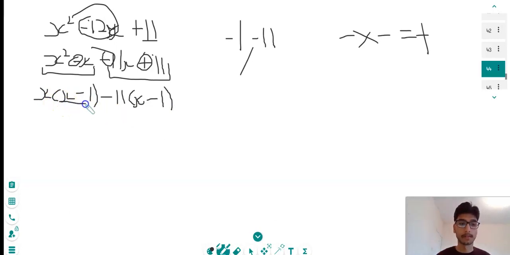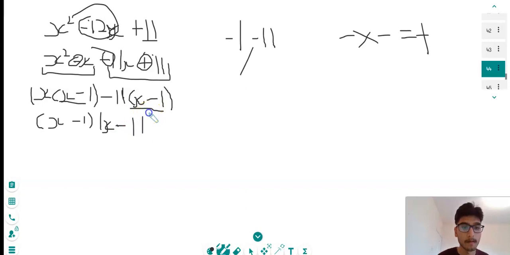So now we can see these two are the same. So now we can immediately say that x minus 1 is a factor. And what we have remaining is x minus 11. So that's the other factor. So effectively in this case, a equals minus 1 because it's negative, and b equals minus 11.